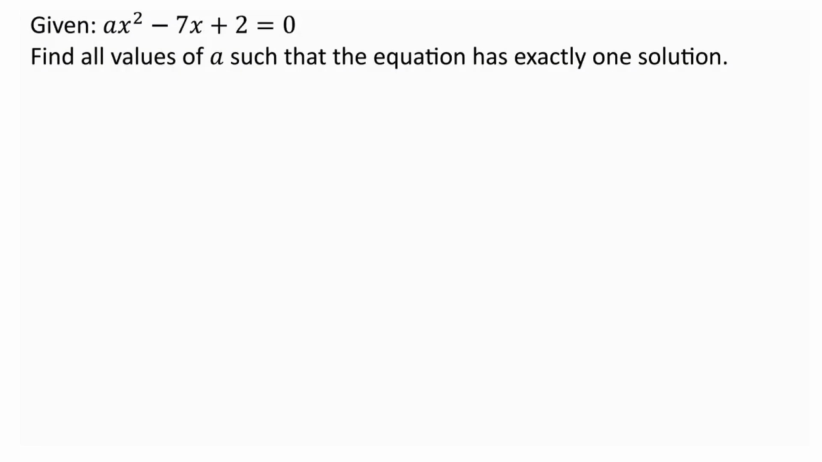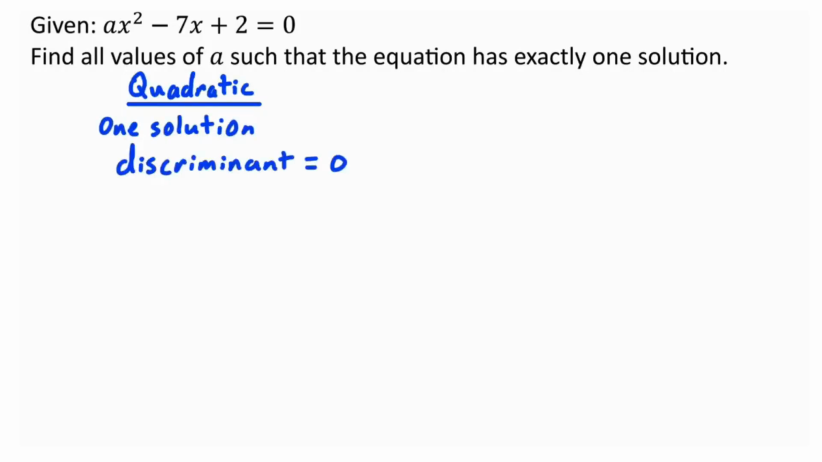Today's video: given ax squared minus 7x plus 2 equals 0, find all values of a such that the equation has exactly one solution. For this equation, we're given a quadratic equation which will have one solution if and only if the discriminant is equal to 0. The discriminant is b squared minus 4ac, where b is negative 7, a is a, and c is 2. We'll substitute this in and simplify.